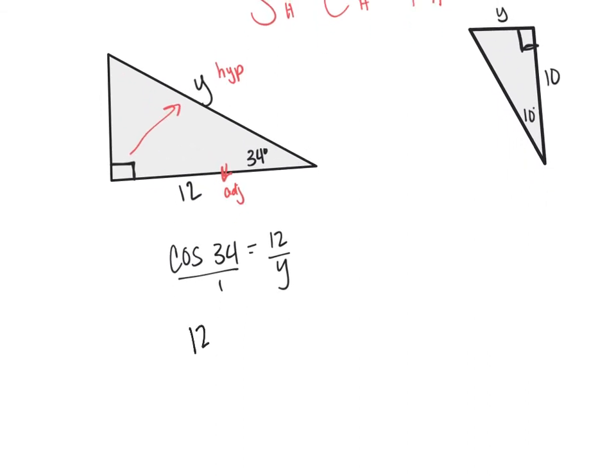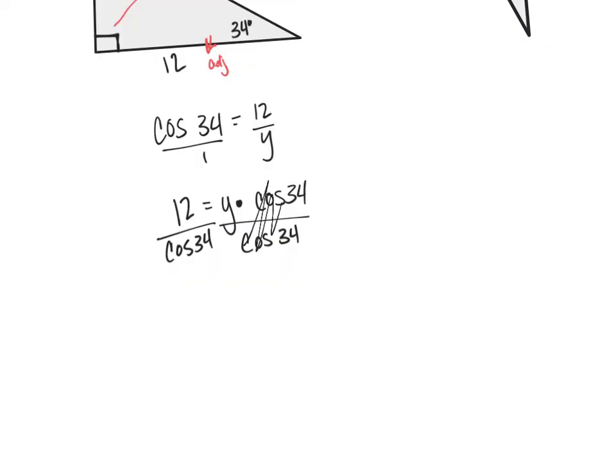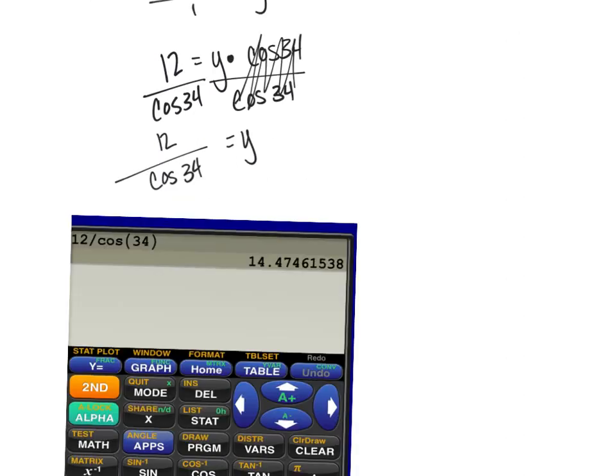1 times 12 is 12, y times the cosine of 34. And now I want to get this y by itself, and it's being multiplied. So I'm going to go ahead and undo that multiplication by using division. And then those cancel, leaving me with y equal to 12 divided by the cosine of 34 that I would enter into my calculator. And then you can see my answer being 14.475 rounded to 3 decimal places.